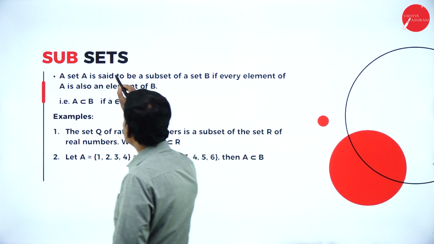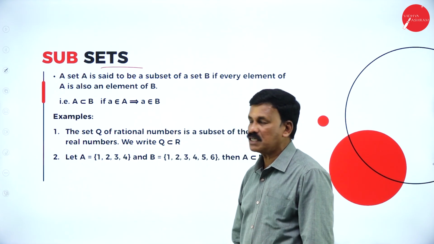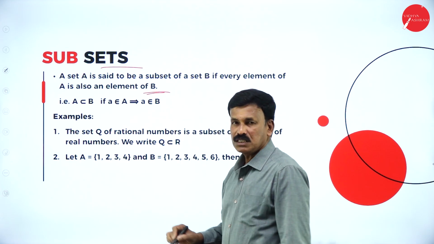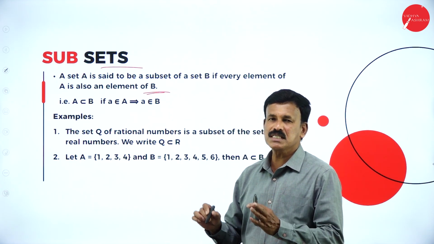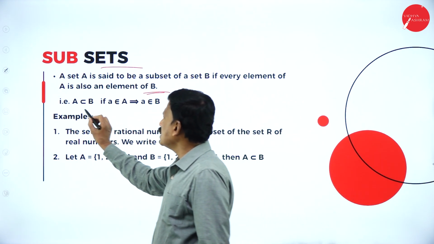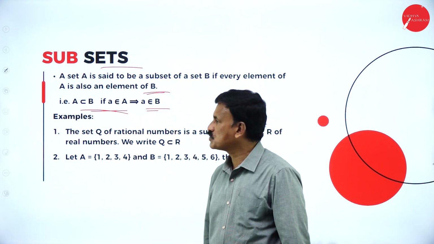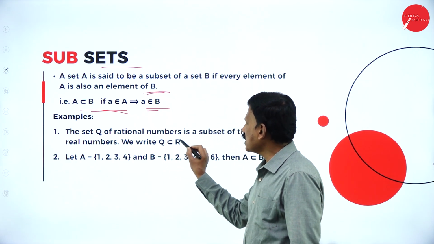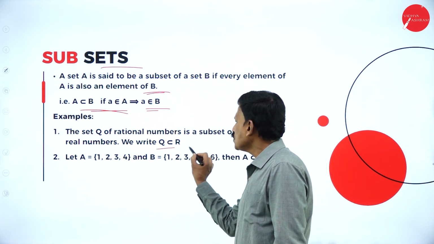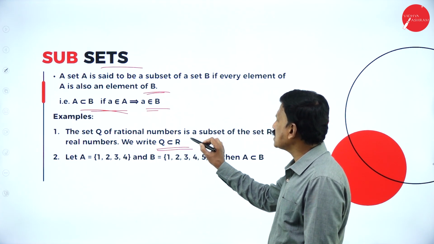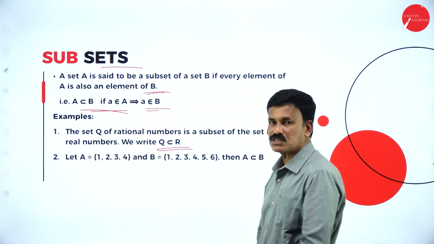What is a subset? A set A is said to be a subset of a set B if every element of A is also an element of set B. If all the elements of set A are the elements of set B, then A is called the subset of B and it is denoted as A is a subset of B. If a belongs to A implies a also belongs to B. For example, the set of rational numbers is a subset of the set of real numbers, denoted as Q is a subset of R. All the elements of Q must be the elements of set R.